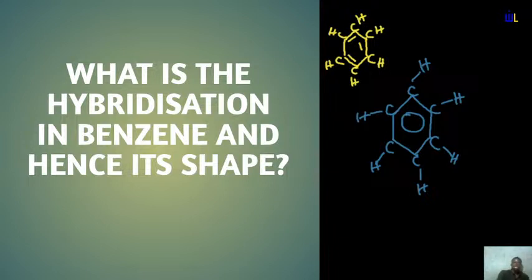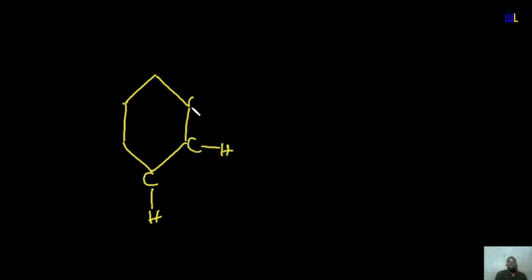Yes, sp2 is correct. So let's explain why it is sp2. Every carbon atom in benzene is sp2. Let me remove this first. So why is it sp2? It's very simple. If you look at the structure of benzene, let me just draw it again. Remember, all you need to do is count the number of atoms that is attached to the carbon and you will know the hybridization. This hydrogen, hydrogen, hydrogen, hydrogen, carbon, hydrogen, this carbon, hydrogen.